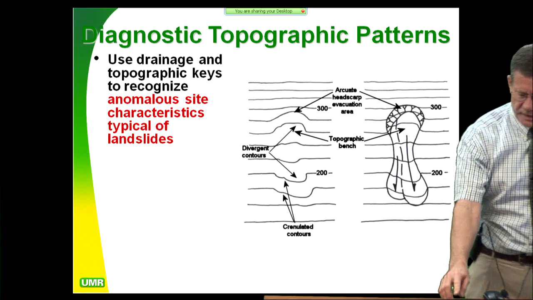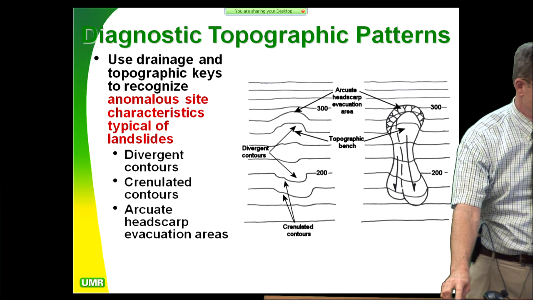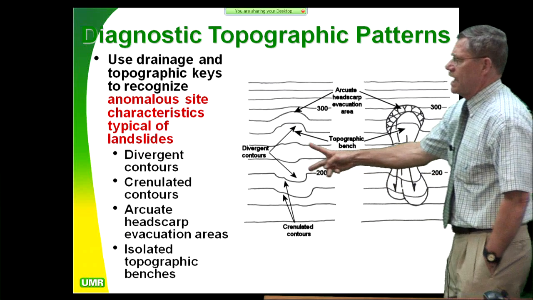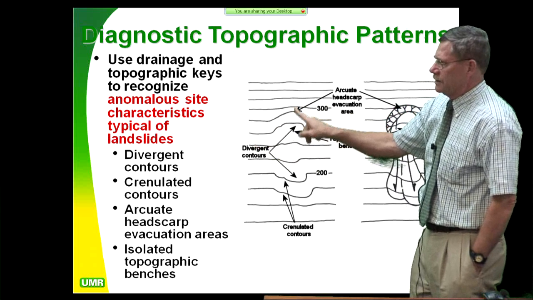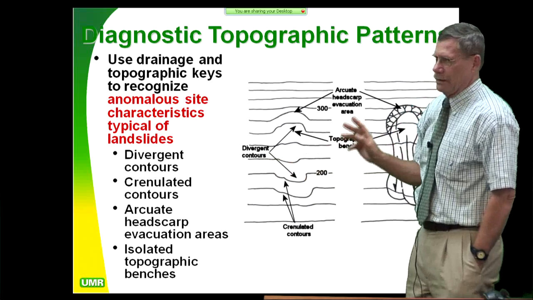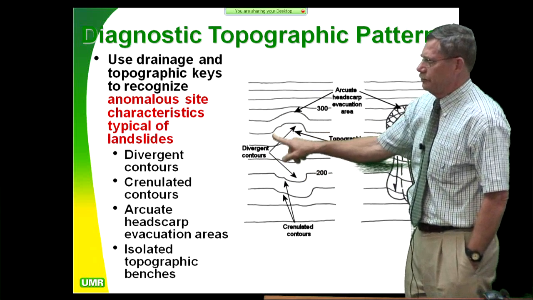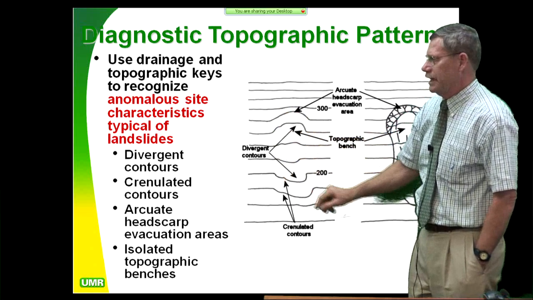Now, what are some of the diagnostic patterns you want to look for? Well, first and foremost are divergent contours. If you get some contours going uphill along the same fall line that they're going downhill, you got a problem. Either you had somebody up here trying to make a tennis court with a dozer, or you got a landslide.